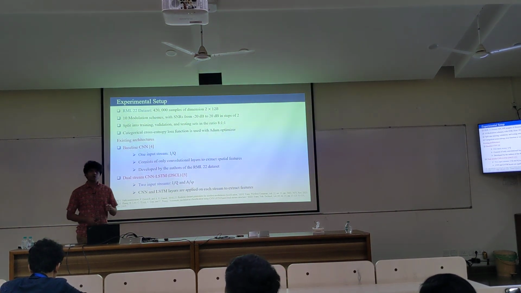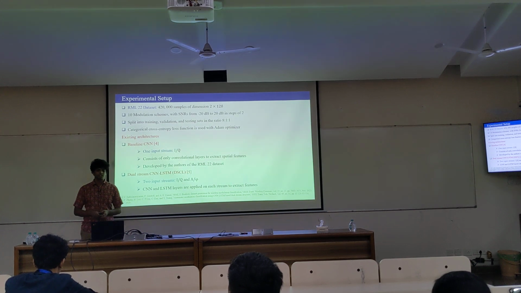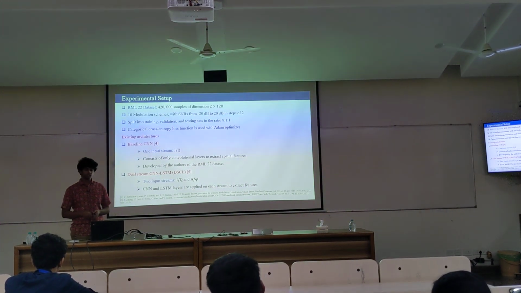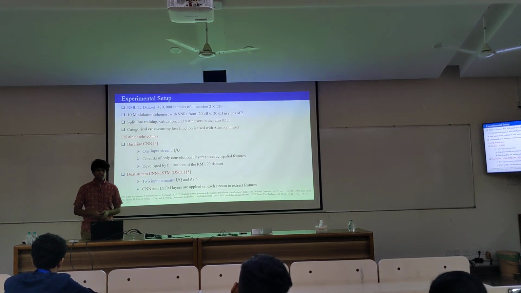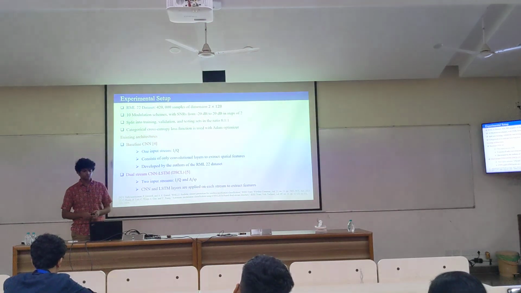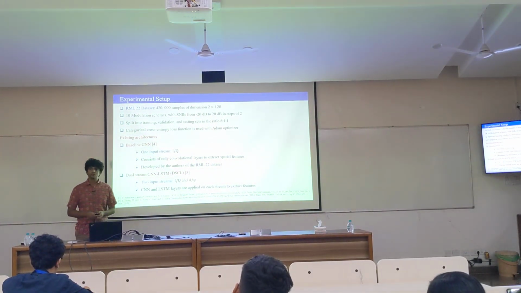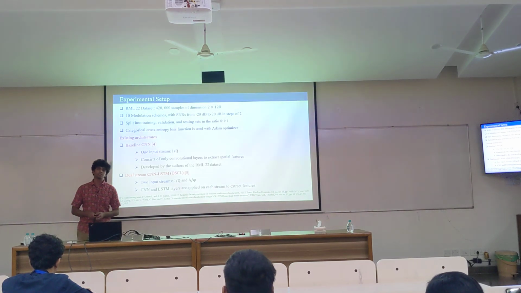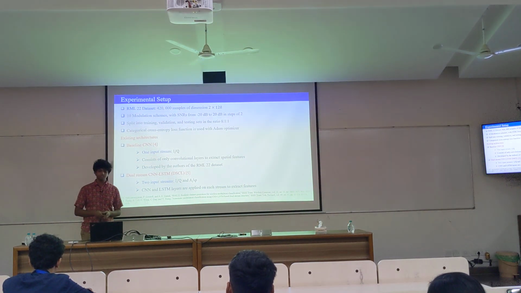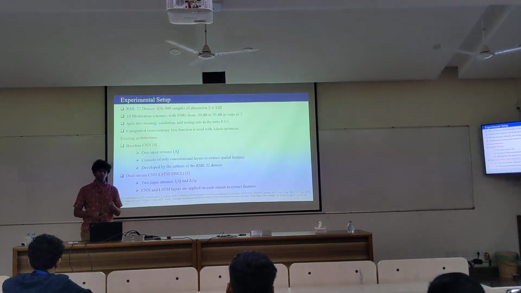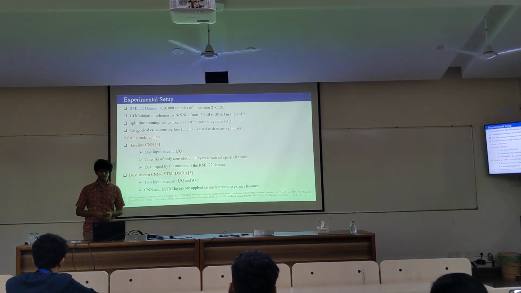To talk a bit about the already existing architectures, first is the baseline CNN model, which was originally proposed for the RML22 dataset by the same set of authors. It consists of only one input stream, IQ. The second was the dual stream CNN LSTM architecture, which was originally proposed for RML16, but it is a benchmark dataset. It is a benchmark model, and it consists of 2 input streams, IQ and A5.